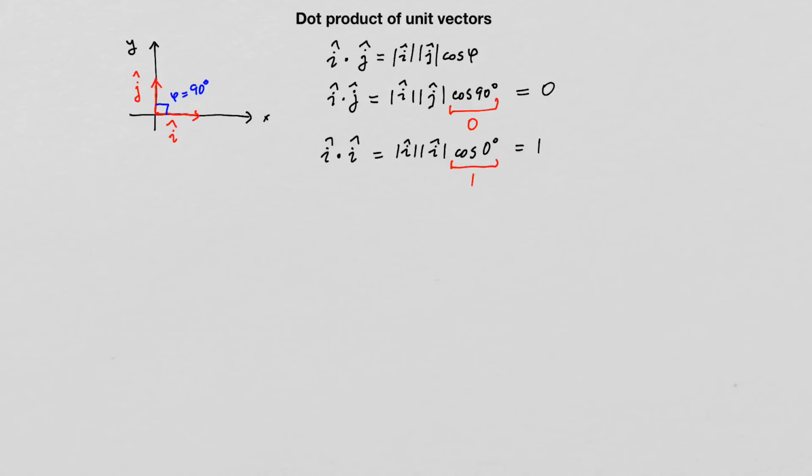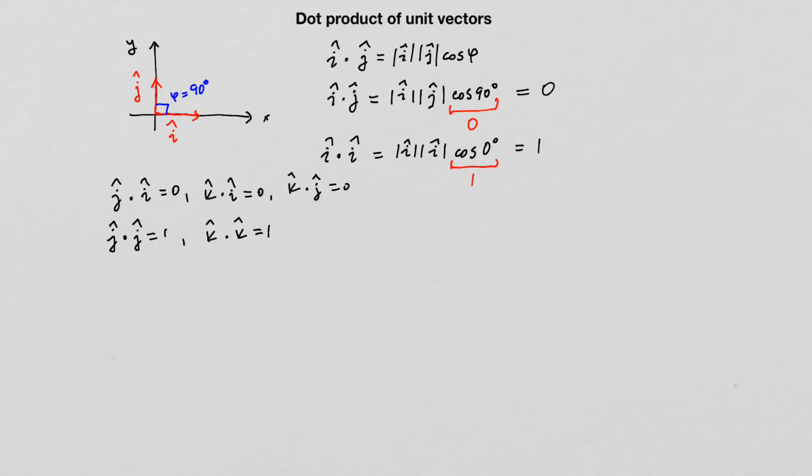Similarly, I can show that j hat dot i hat is equal to 0, k hat dot i hat is equal to 0, k hat dot j hat is equal to 0, and I can flip the order in which the unit vectors are multiplied, and I'm going to get those same results. I also can show, as I did with i hat dot i hat, that j hat dot j hat is equal to 1 and k hat dot k hat is equal to 1.